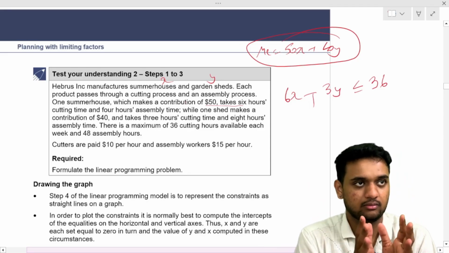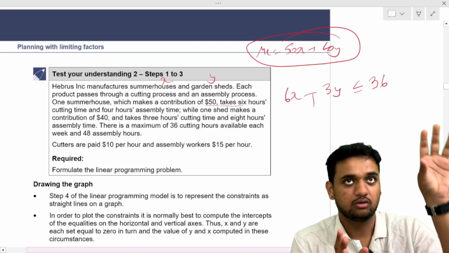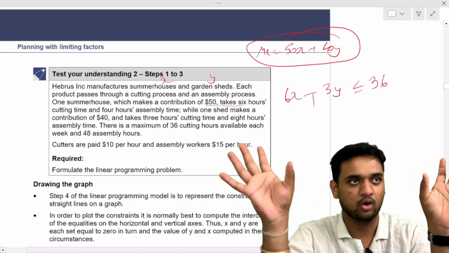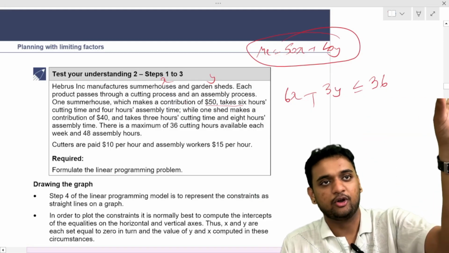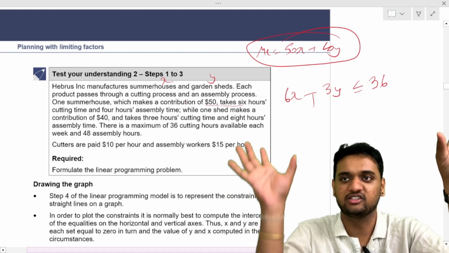I am a cutter. I am a cutting man. I have 36 hours. I will cut sheds and I will cut windows. These are two random things. How many sheds are we producing, or how many windows are we producing? X windows. How many sheds are we producing?